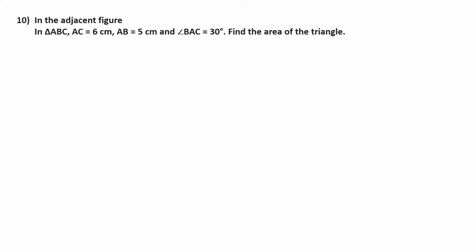Next, the final question. In the adjacent figure, we have triangle ABC with the given dimensions. We need to find the area of this particular triangle. Here, this is a direct application. It is not a real life application, but still, let's see how to apply trigonometry here. Remember that triangle ABC is not a right angled triangle. Don't assume that angle B is 90 degrees, as it did not mention that.